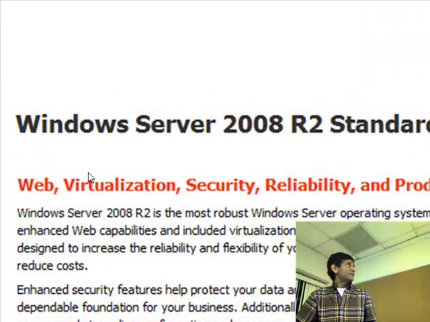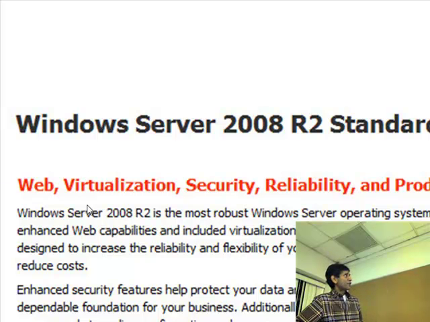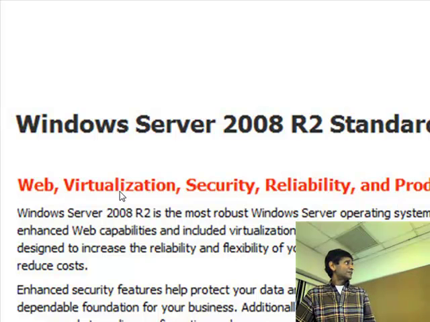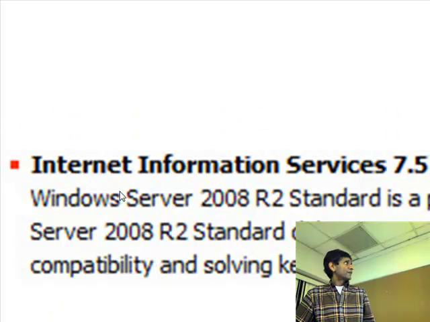Then the standard version is used for web, virtualization, security, and productivity. It is a web server virtualization where you run multiple operating systems in there. The web server is known as IIS 7.5. This is the one that you would be installing in the class.